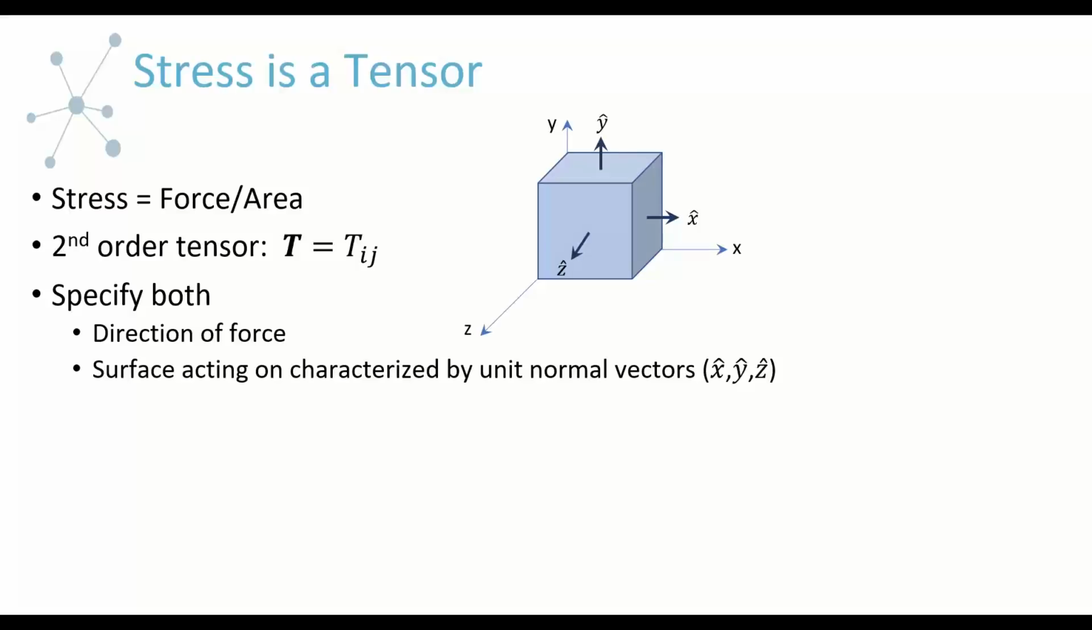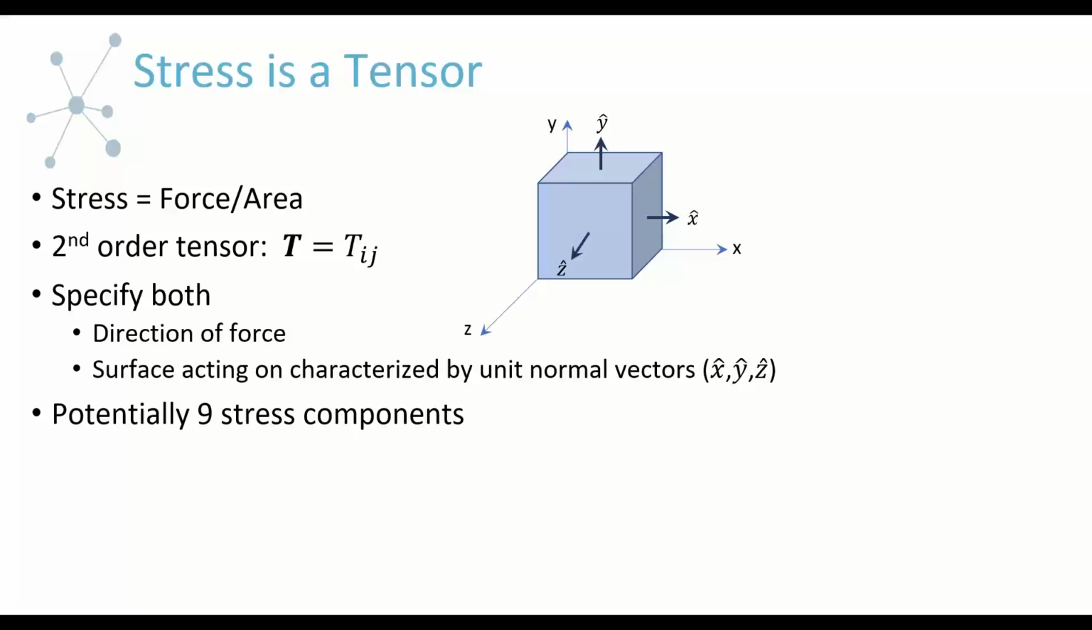And surfaces are characterized by unit normal vectors to that surface. Although thinking about it in the very general sense, it's a bit confusing, it makes very much sense when you look at the mathematics. So this is why stress is a second order tensor, because of these two things: it has directionality for force, and then also the surface that it's acting on.